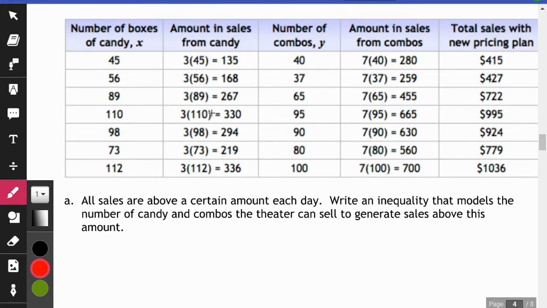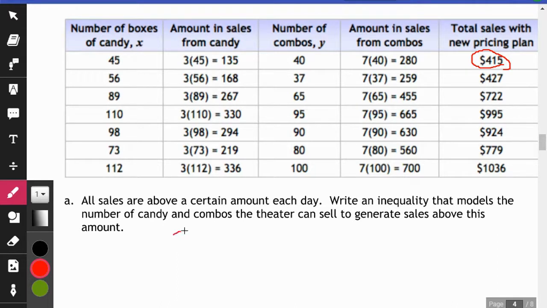Okay, so I guess we want to sell above 14. I'm going to read between the lines. They're not being very clear with their question, actually. It's a very badly written question. But we know that they sold at least 415. So we're going to say I want to sell candies and combos and make above a certain amount, above 415 every day. Okay, so how could I say that? What is an inequality that could say that?